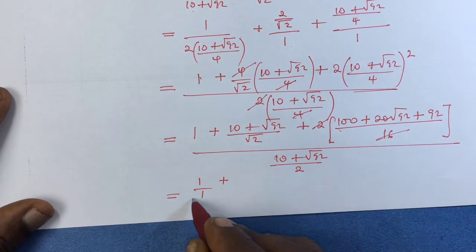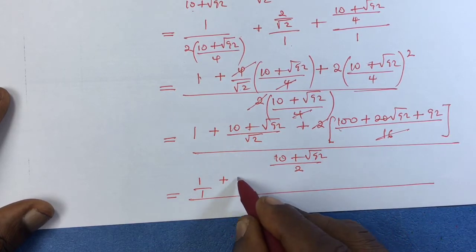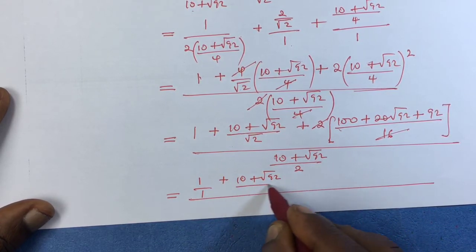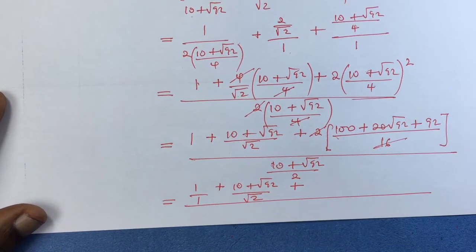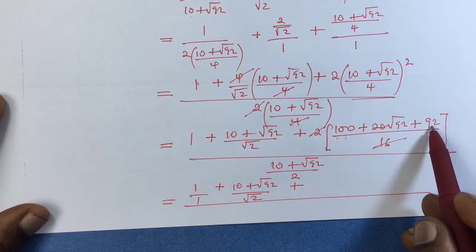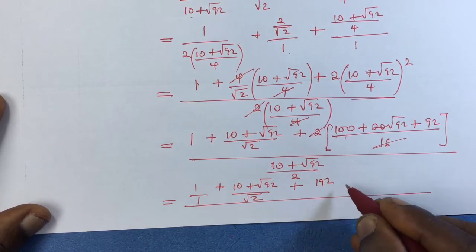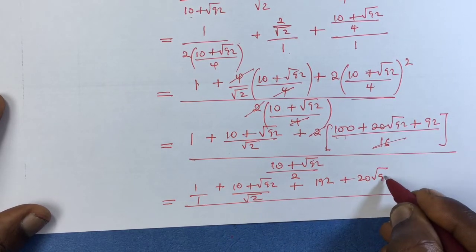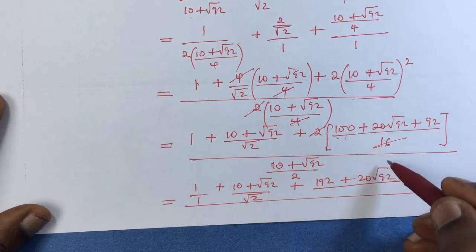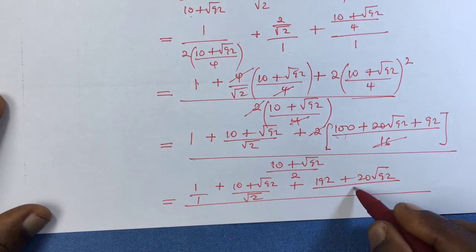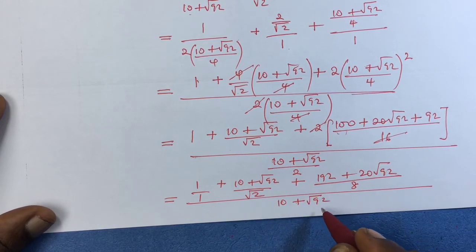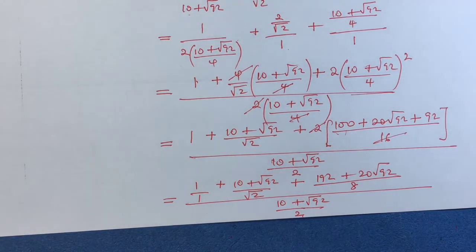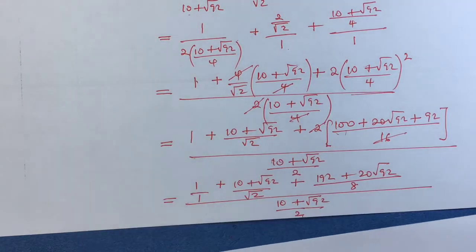1, okay, plus (10 plus root 92) all over 2 over root 2 plus, now 100 plus 92 gives 192. I'm going to write this 192 plus 20 root 92 all over 2 has cancelled itself, and 16 to give you 8. So that's what we are going to have here, okay? All over 2. Now, we are going to continue the problem with this.